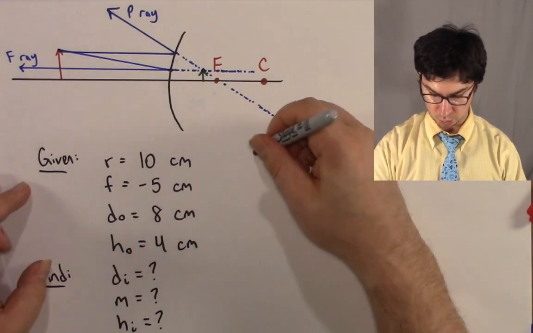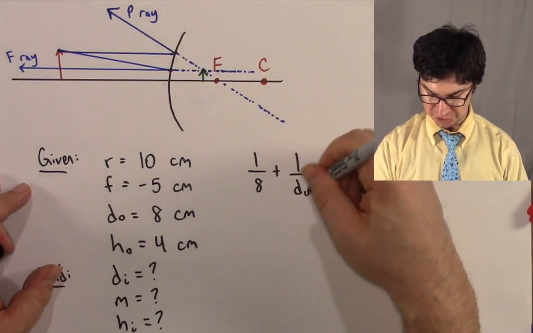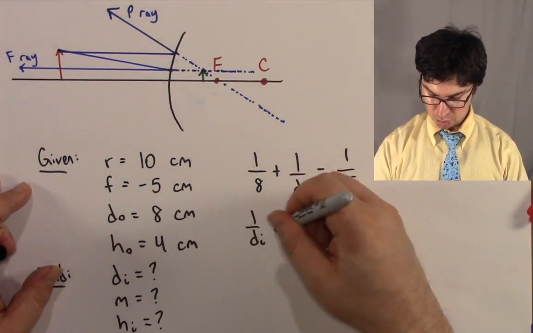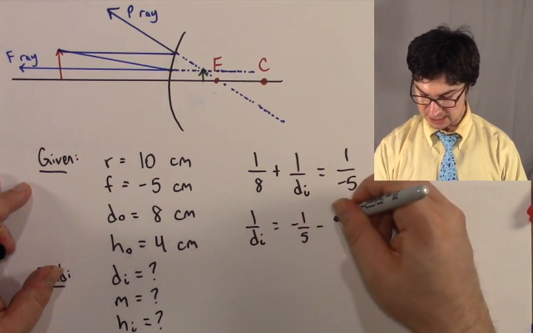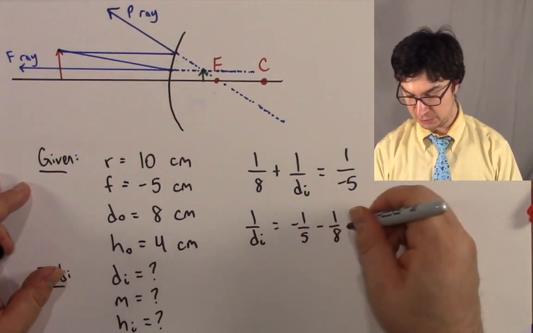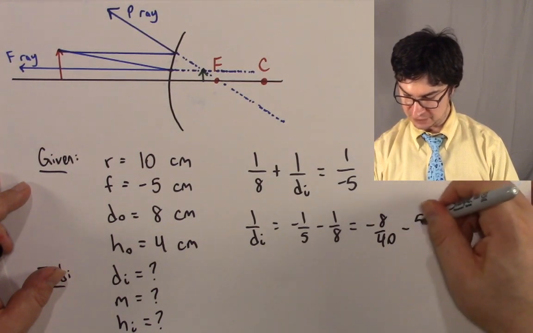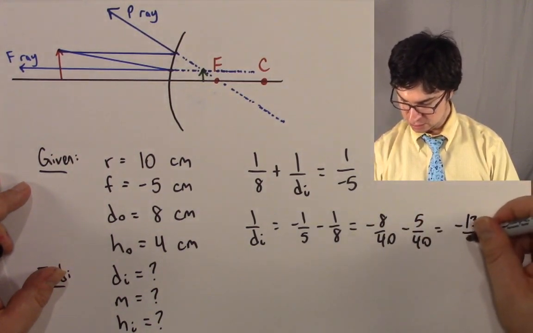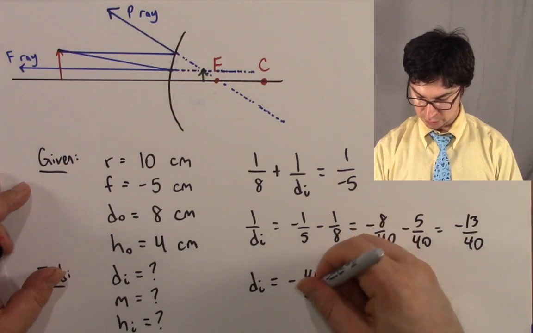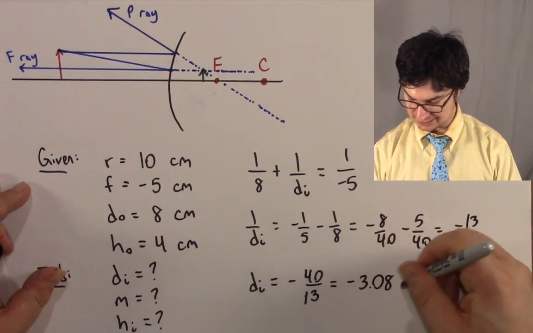All right, so let's apply the mirror equation. So 1 over the object distance, which is 8, plus 1 over the image distance di equals 1 over negative 5, the focal length. So solving for 1 over di, we get negative 1/5 minus 1/8. If I was taking a test, I would put this in the calculator unless I really wanted to do the fractions. But it does so happen that the common denominator here is not too bad. It's 40. So negative 8/40 minus 5/40 equals negative 13/40. So that means that di is equal to negative 40 over 13, which I calculated to be negative 3.08 centimeters.